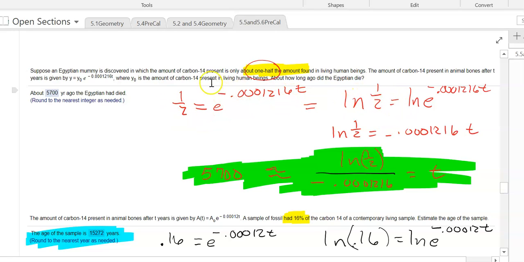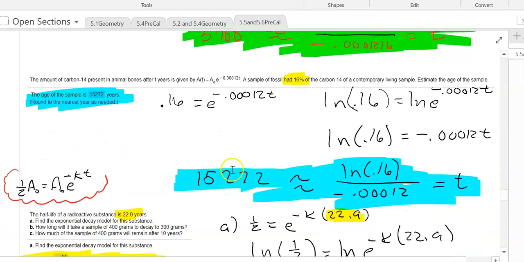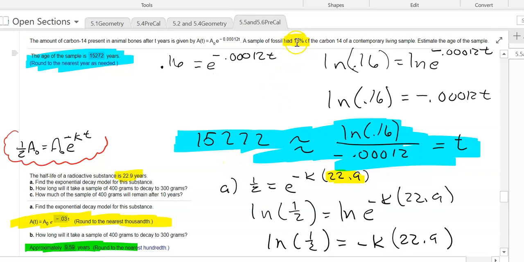And just like the equations before, we're just taking the natural log of both sides. Since this is base e, it allows the exponent to come down, and we can just divide. Make sure you round correctly. Here we're looking at 16%, so instead of 1/2, we have 0.16 here. Already gave us this equation. Natural log of both sides allows us to get the exponent down and then divide. Make sure you round correctly.